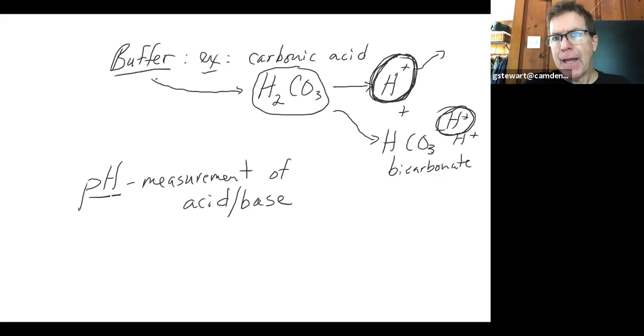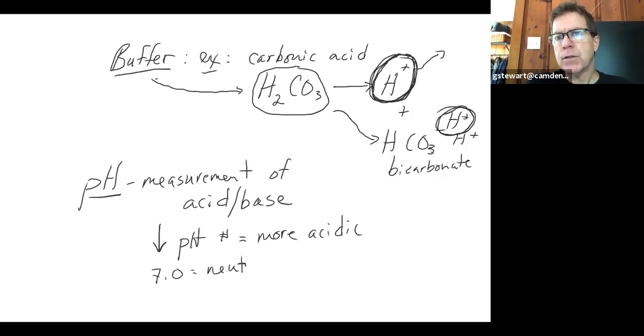And the lower the pH number, that means it's more acidic. It sounds backwards. So neutral is 7.0. Most of the body's environments are close to neutral. It's not perfect, but they're close. The pH of the internal environments of most places in the human body are close to 7.0.